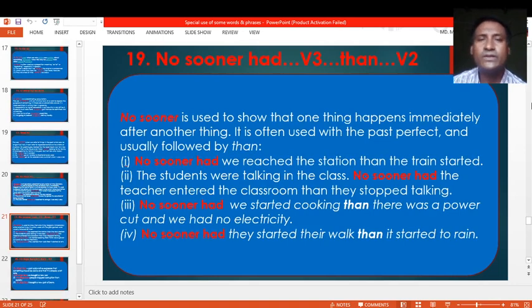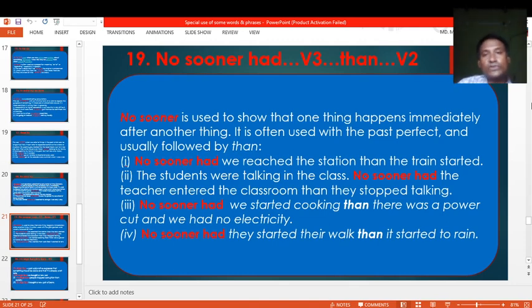No sooner had, plus the past participle form of the verb, plus than, and the next part in the past indefinite form of the verb. No sooner is used to show that one thing happens immediately after another thing, like in our previous slide, as soon as. But here the grammatical form is a little bit different, because after had we have to put the past participle form of the verb. But in the as soon as sentence, we don't find any past perfect tense, and then is not used there, only the past indefinite form.